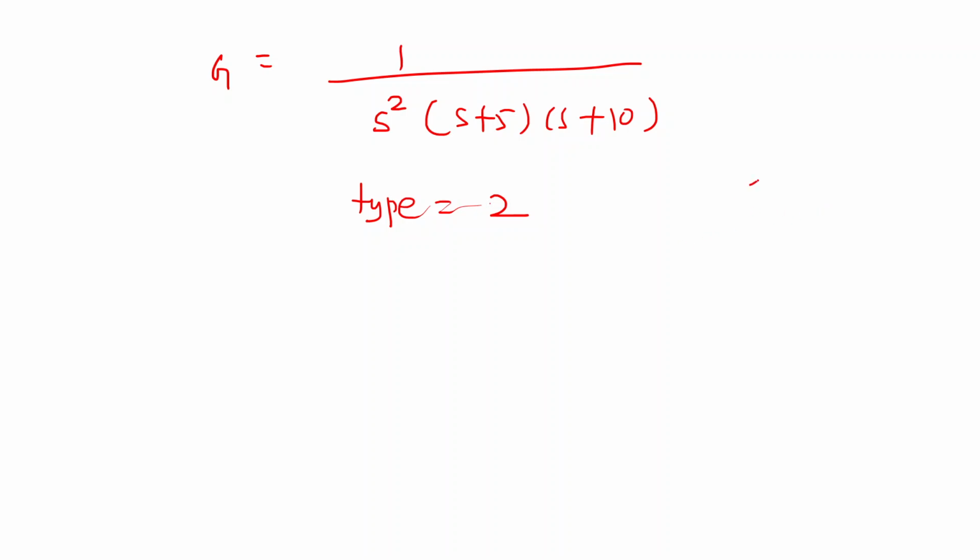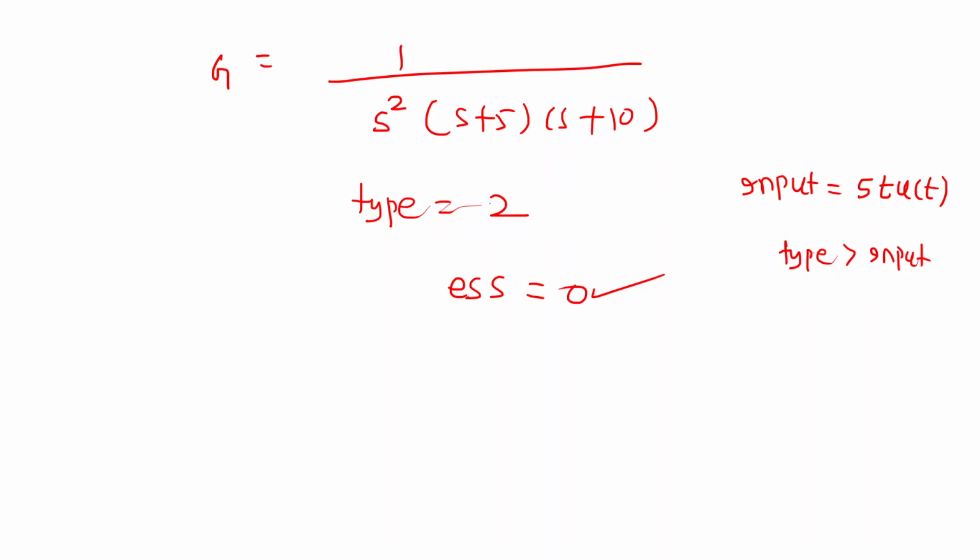Let's say I'm giving an input for this system. Input is 5 t into u of t. Then first tell me whether steady state error will exist or not, and if it exists, what is the steady state error? Sir, actually steady state error does not exist because type is greater than input. If type is greater than input, then steady state error will be 0, right? Yes, sir. So answer will be 0.